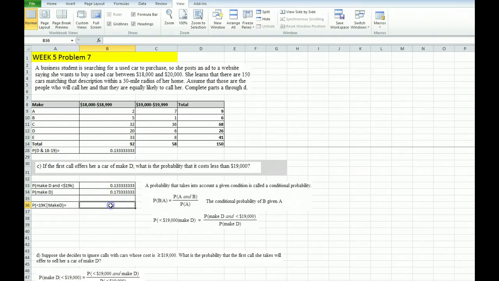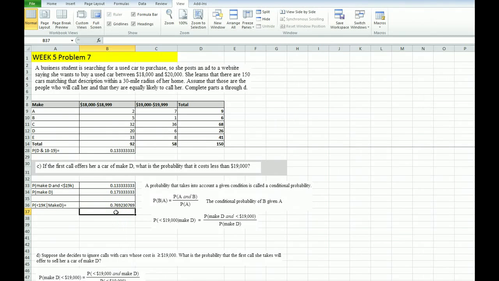The probability that it's less than a 19,000 car given it's a make D, we would utilize that divided by that, which is the probability that it's a make D and less than 19,000 divided by the probability that it's a make D, and that works out to be 0.769.